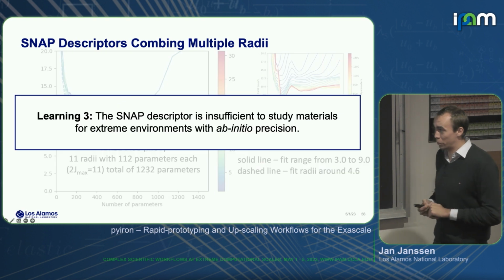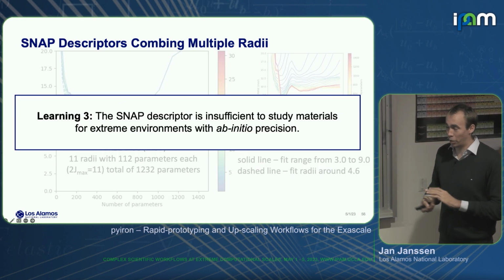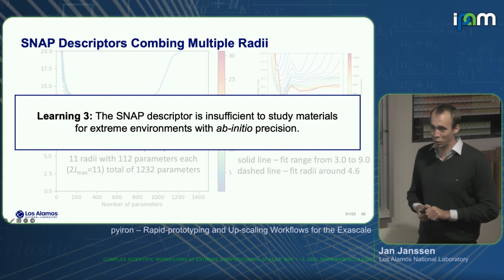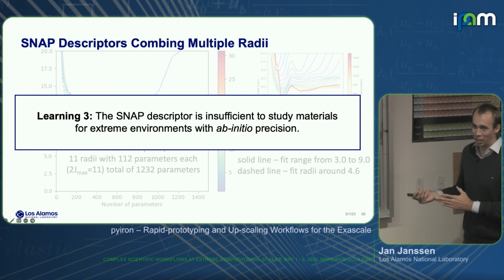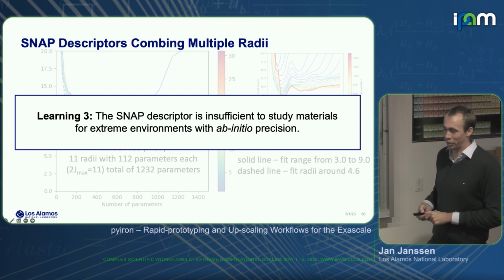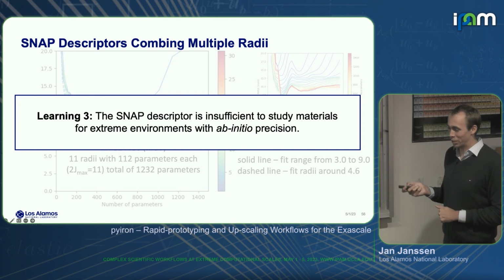And from this, basically what we concluded is that the SNAP descriptors are insufficient to study these materials in these extreme environments. And I look forward to the talk from Ralf Drautz to really learn more about the ACE descriptors, and maybe they can help us here to understand this and include the radial dependence. Or we would be interested to do the same test there to see if they show the same effect.